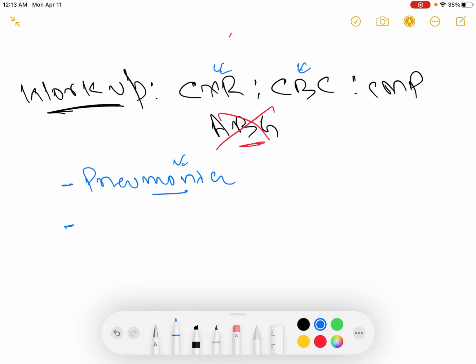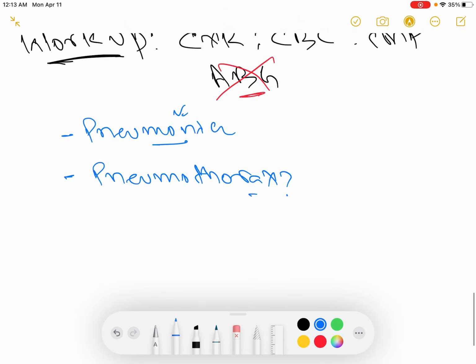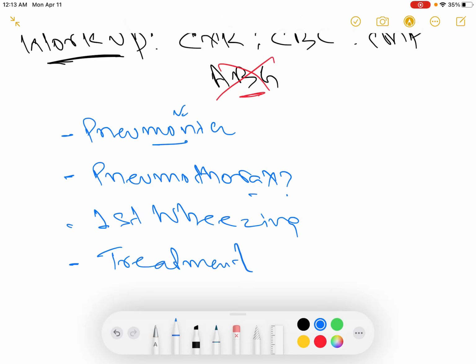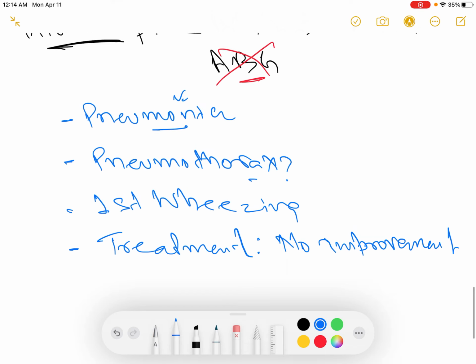If you have suspicion for pneumothorax, if the patient is having pleuritic chest pain, you may want to do a chest X-ray. If the patient has focal wheezing, they never wheezed before, you worry about this. You may want to do some imaging or lab work. If you give the treatment to the patient and they are not responding to treatment, no improvement with the treatment, in this setting you may want to do some lab work or imaging to see what's going on.